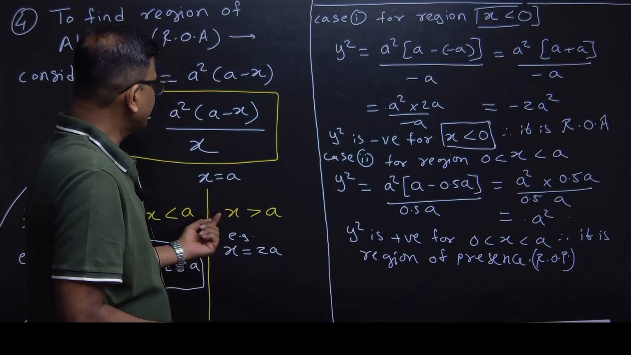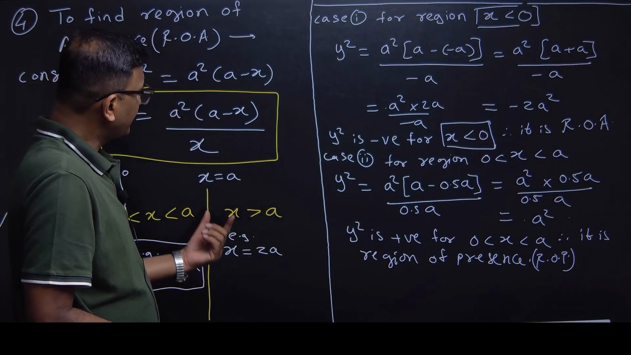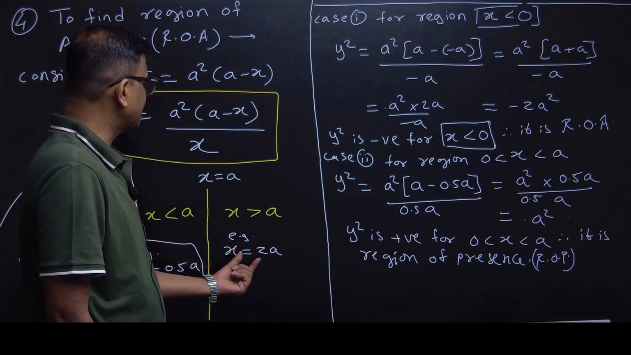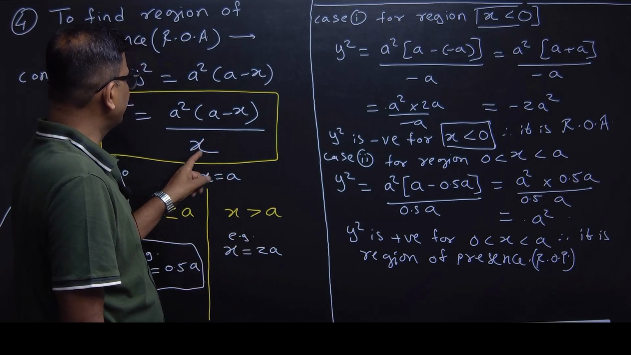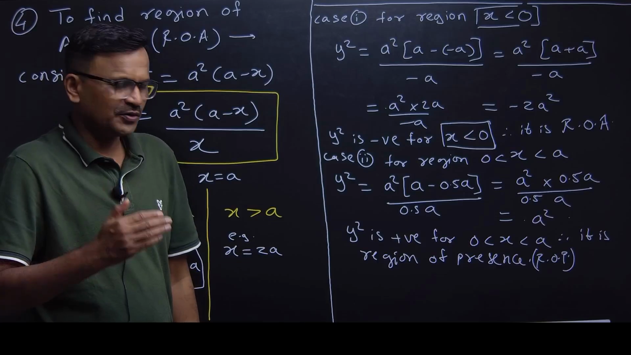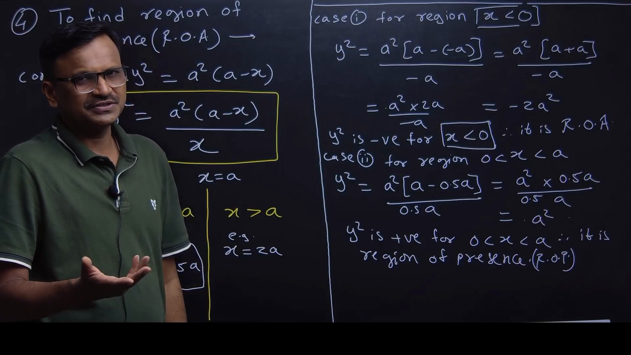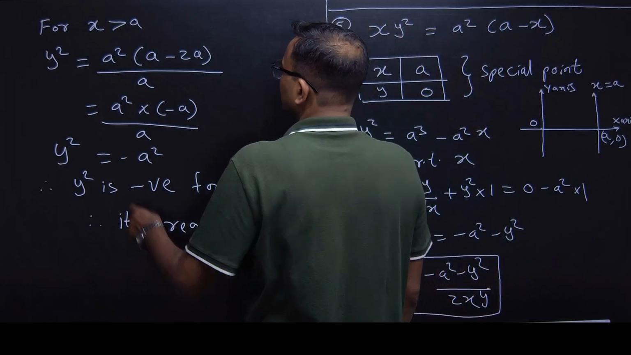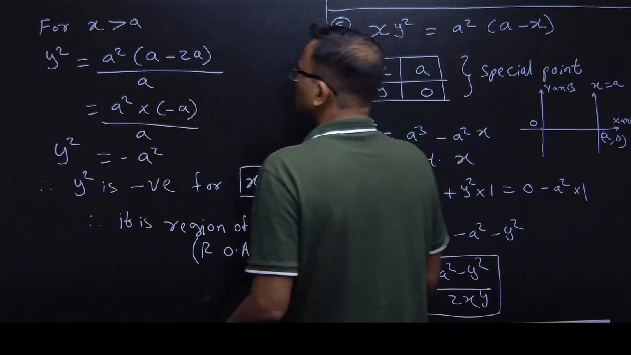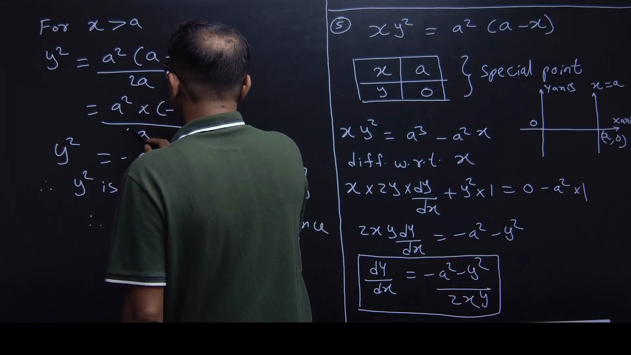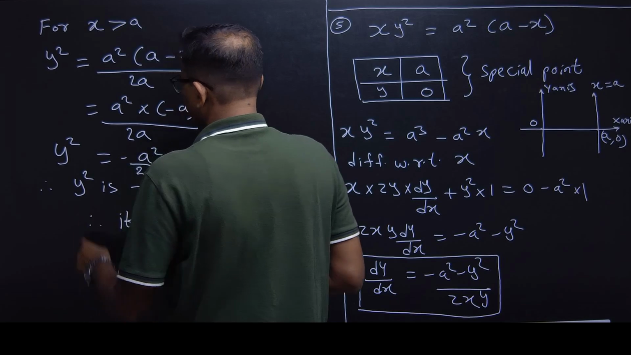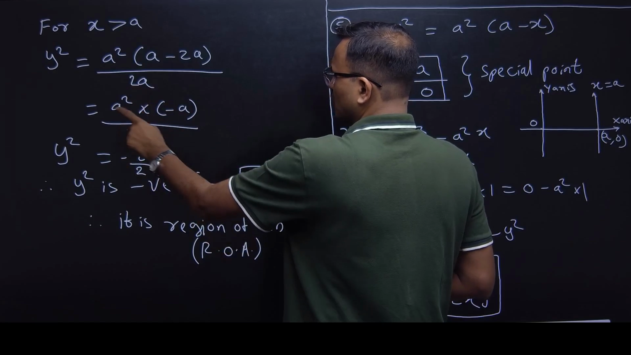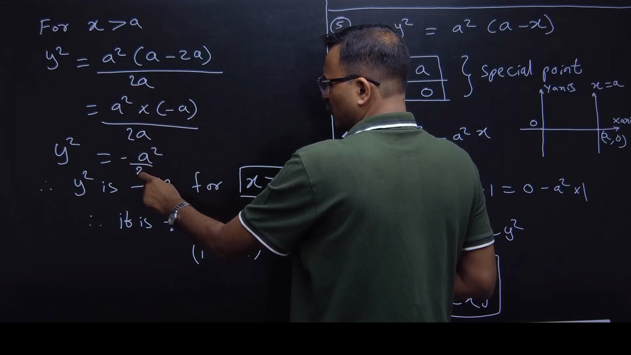Now we'll check for the region x more than a, x is greater than a. We can choose any value of x which is more than a, like x is 2a, x is 3a. For simplicity I am taking x is 2a. We'll put x is 2a in this equation and we just have to check whether y square is positive or negative. If y square is positive, it is region of presence. Otherwise it will be region of absence. So see, in place of x I substitute x is 2a, and I can see that this a minus 2a will be minus a, this bracket will be negative, denominator is positive. You can see that it is negative upon positive, so it will be negative.